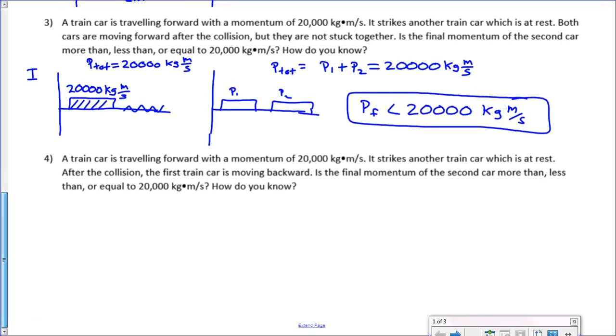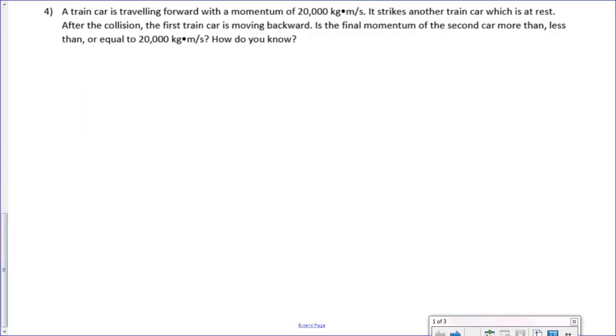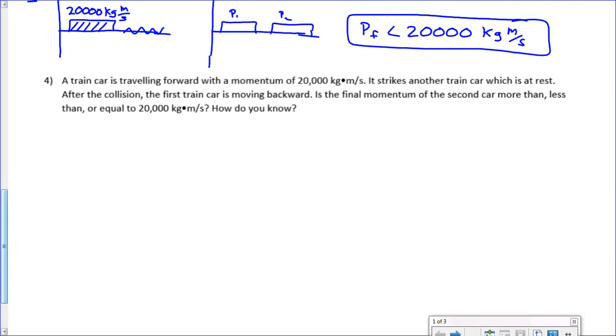Okay, so question number 4 is a similar problem, but it's got a slightly different tilt on it. What it says here is a train is traveling forward with a momentum of 20,000 kilogram meters per second, and it strikes another car which is at rest. And it says after the collision, the first car is moving backward. Is the final momentum of the second car less than, more than, or equal to 20,000 kilogram meters per second? So it's a similar situation here, right? We've got train cars here.